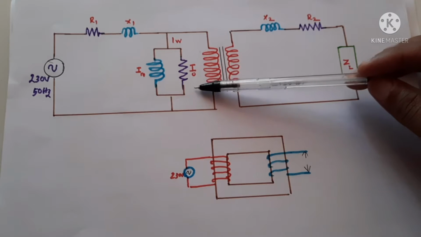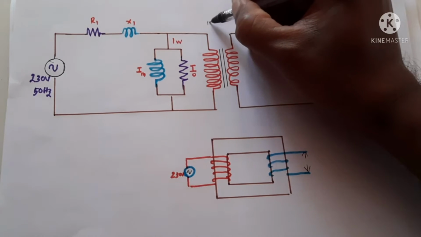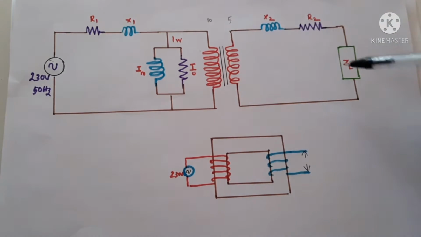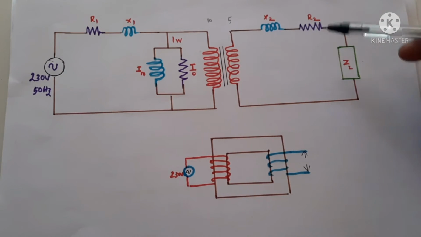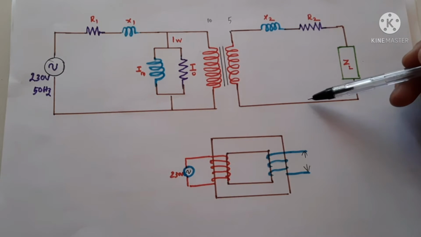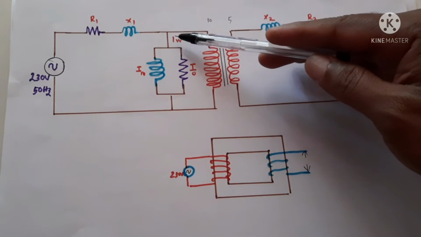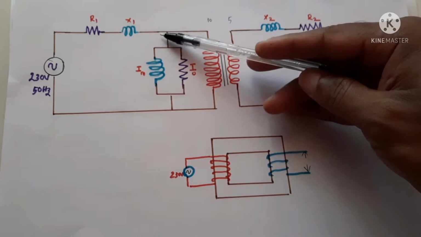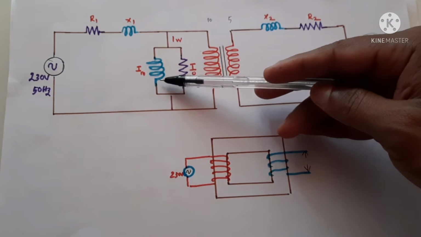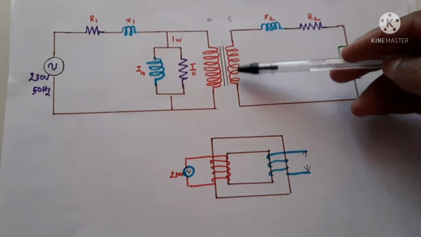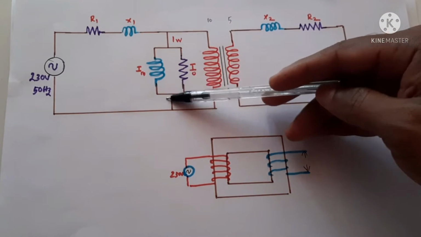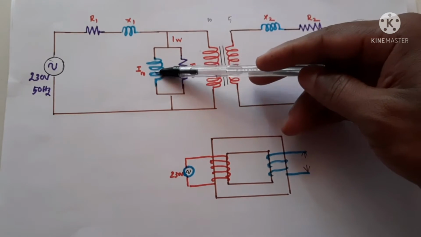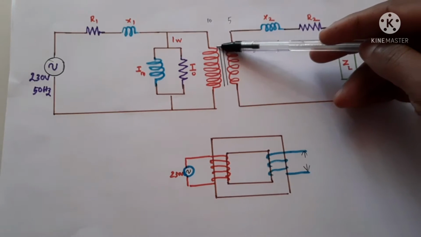If this is 230 volt, here the number of turns is 10, and here the number of turns is 5. That means half the voltage has to appear across it. In order to have half the voltage appear across it, some current has to flow through this circuit. This is referred to as that, the current which is needed to magnetize the core.